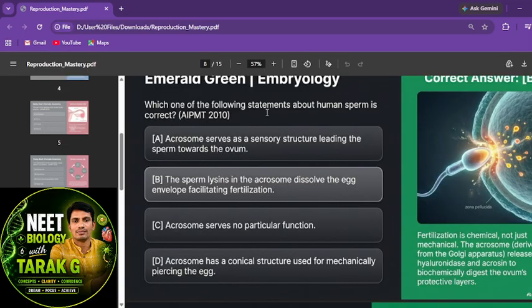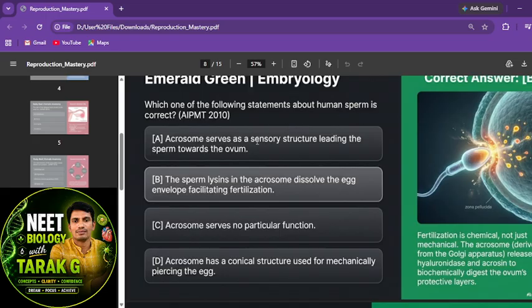Which one of the following statements about human sperm is correct? Regarding the human sperm, which is the correct statement means the rest will be wrong. You should find which is the correct statement. It is statement based, so you have to focus properly.